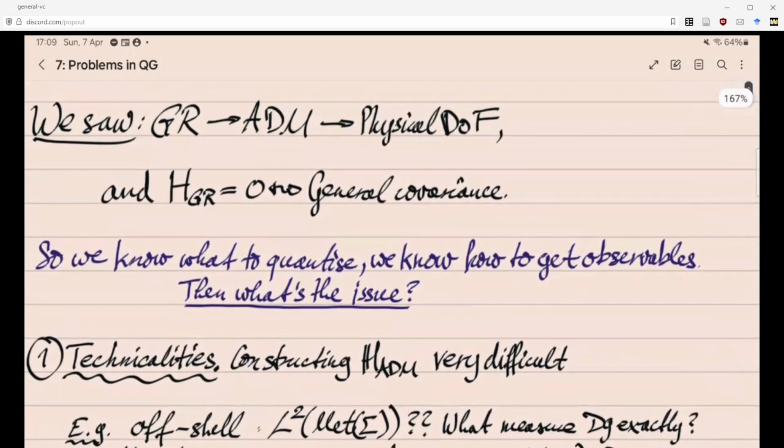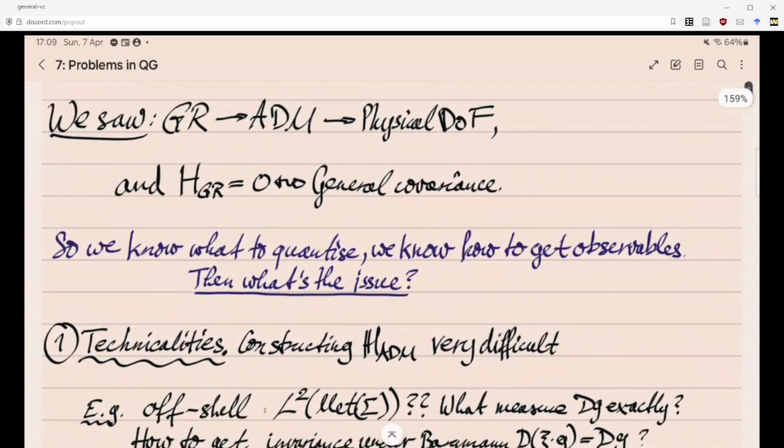I just want to start with a bigger section on what we understand are the problems we face in quantum gravity. Not necessarily just quantization of gravity, but QG more generally.